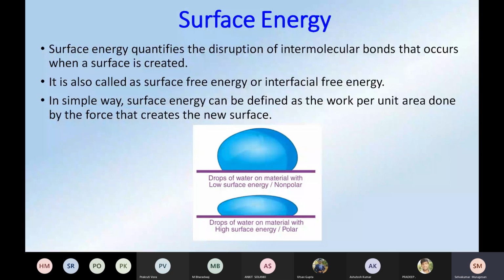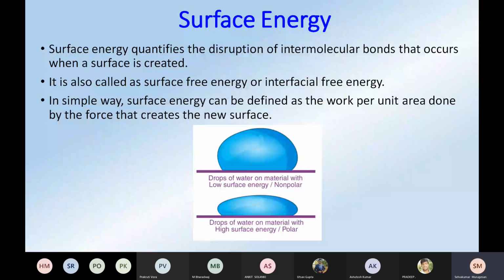Say, for example, if you put water on a non-polar substrate, what will happen? The water will not get attached to the substrate because water is polar and your substrate is non-polar. So as a result, the surface energy will be lowered, and the water droplet will not adhere to the surface of your non-polar substrate.